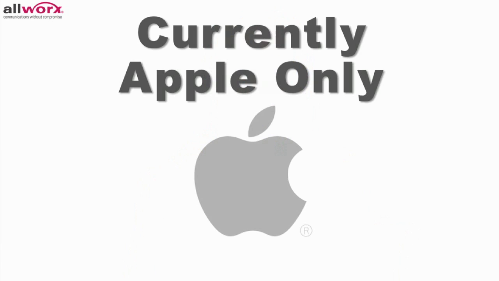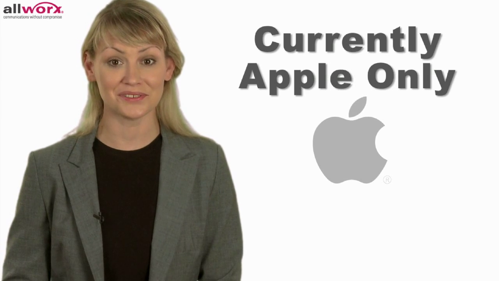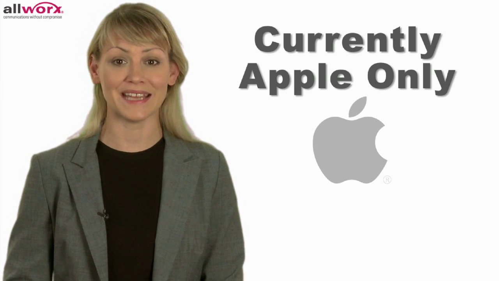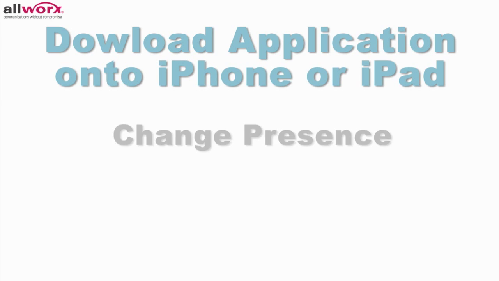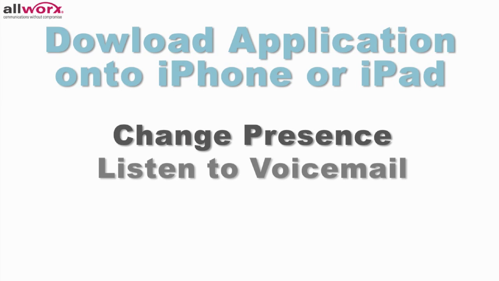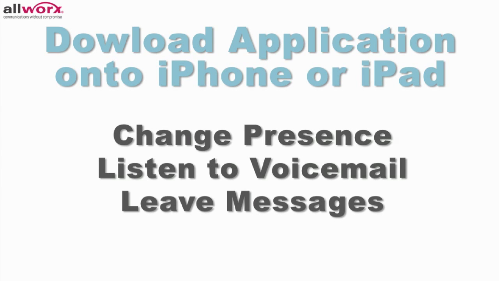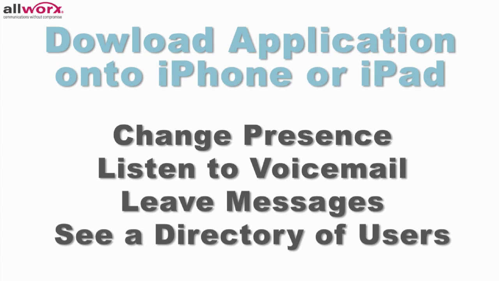Mobile Link is another optional feature that allows the use of PDAs, such as iPhone, iPod, or iPad, to perform certain user functions within the Allworx system. Currently, this option is only available as an Apple application, but stay tuned, additional applications are being added every month. Download the application onto your phone, and you can change your presence settings, listen to your voicemails, leave messages, and see a directory of all users on your system or across multiple systems.